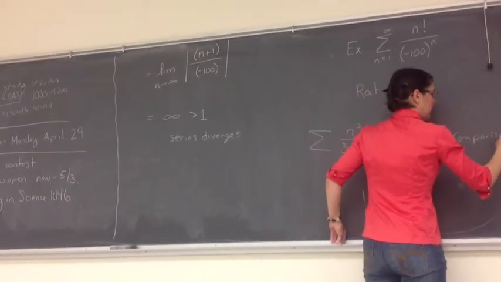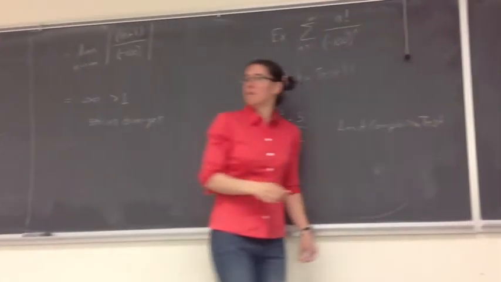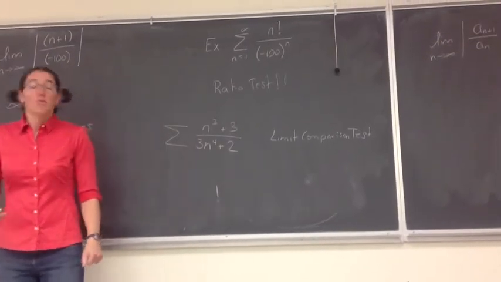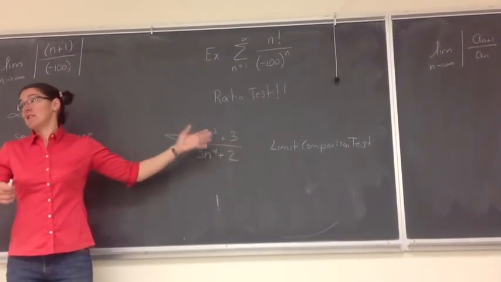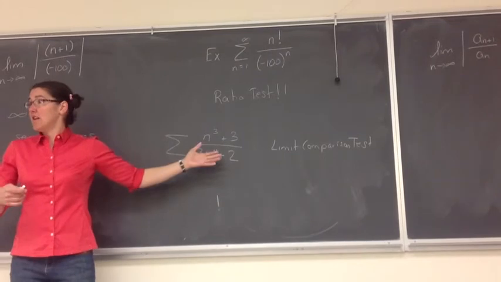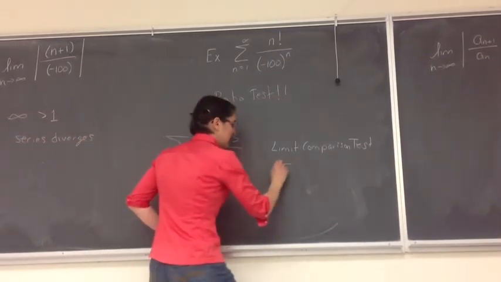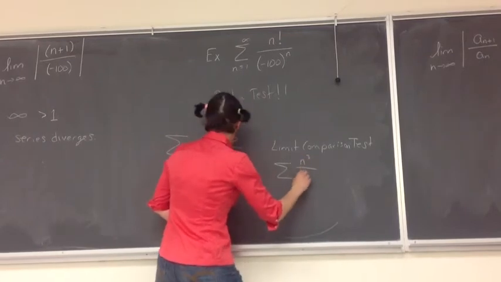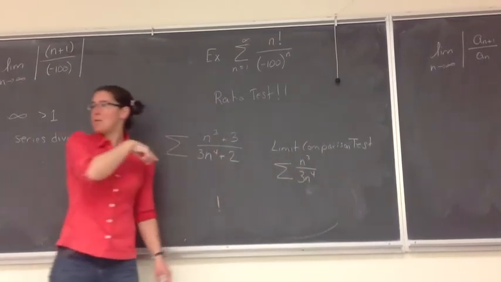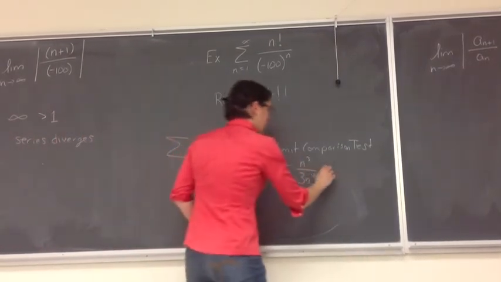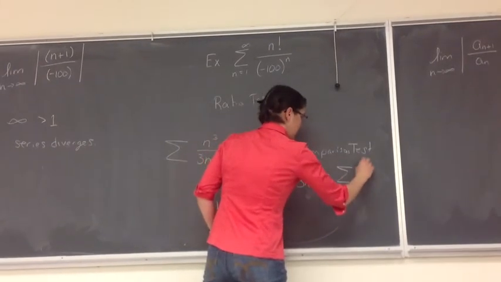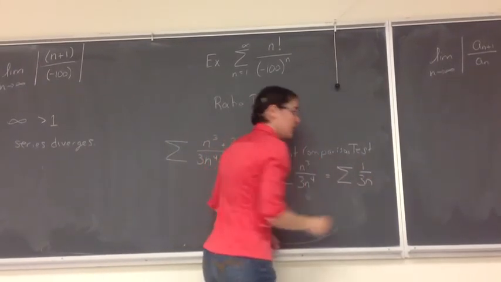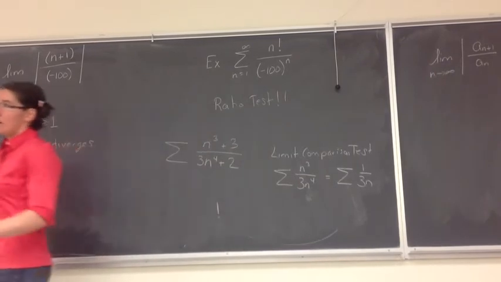You convert that all to function, take the limit, and so on. Right, so my limit comparison test says that I need to find a known series, and likely my known series is going to be the sum of n cubed over 3n to the 4th. I look at my top and bottom powers. I can simplify this to the sum of 1 over 3n. I can factor out the 1/3.